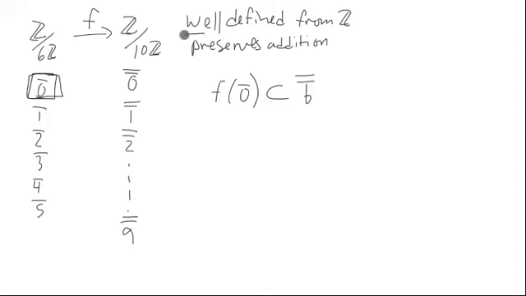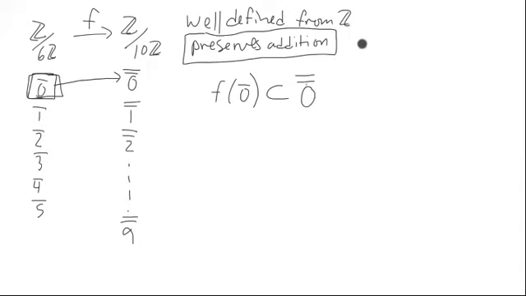Well, it preserves addition. One of the properties of a function that preserves addition is that an additive identity needs to be sent to an additive identity. So in particular, that means that we need f of 0 bar to be completely contained in 0 double bar.